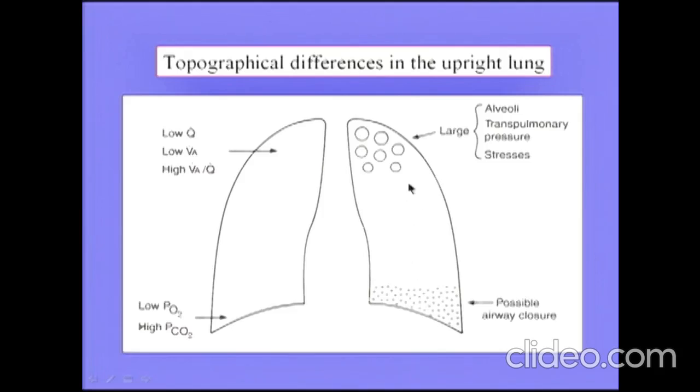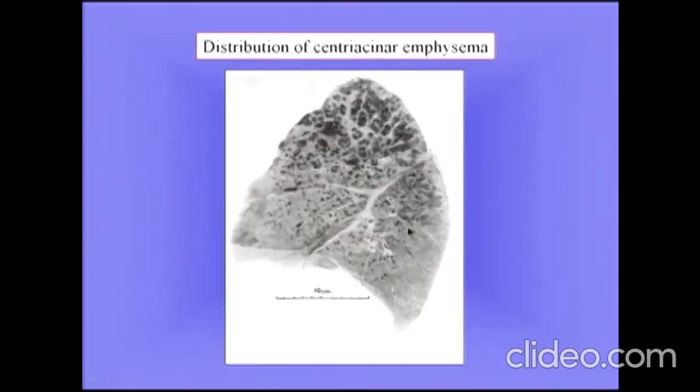Now it makes sense that if you've got some disease throughout the lung, deposition of pollutants throughout the lung, as you could imagine here, then the lung will fail first where it's stressed most. The stresses are highest at the apex, and that I think is a reasonable explanation for the distribution of centriacinar emphysema.